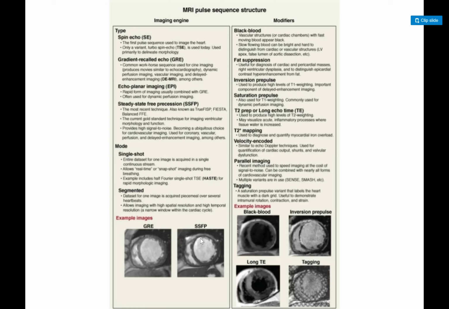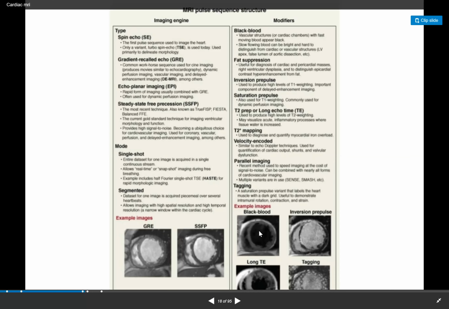Then there are modifiers. As you can see on the right side, right-hand column, something called black blood, where we make the blood change into black color. As you can see, there's an example down there. The blood is black. So what does that do? It helps us look at the myocardium really well. So this is mainly used for structure.